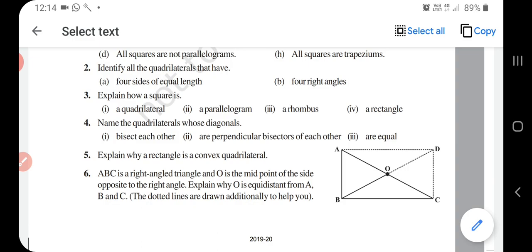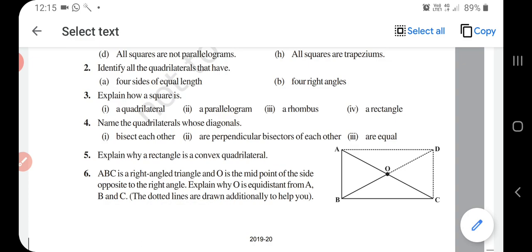See, ABCD is a rectangle, since B and C is a right angle. Since the diagonals of a rectangle bisect each other, O is the midpoint of BD and AC. O is equidistant from A, B and C. So your exercise 3.4 is completed, and do it in your notebook.